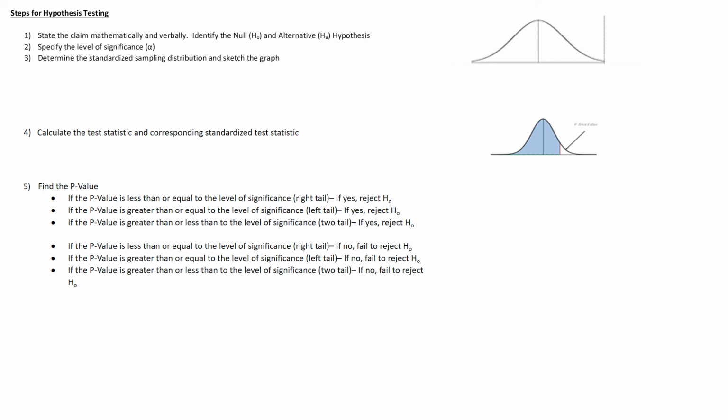And then we find the p-value. If the p-value is less than or equal to the level of significance, we reject the null hypothesis. If the p-value is less than or equal to the level of significance, left-tailed, we also reject it. If it's beyond the level of significance for two-tailed, we reject it. But if it falls within those, we would fail to reject it. I can't say accept, but basically we accept the null hypothesis.